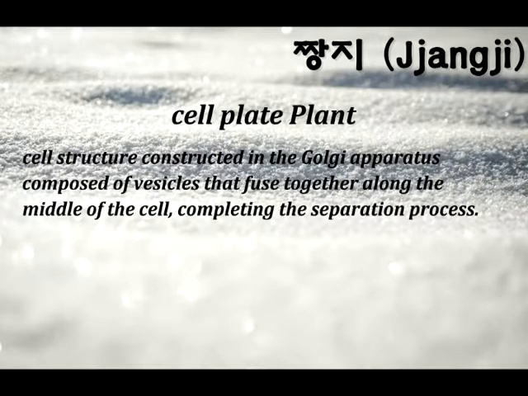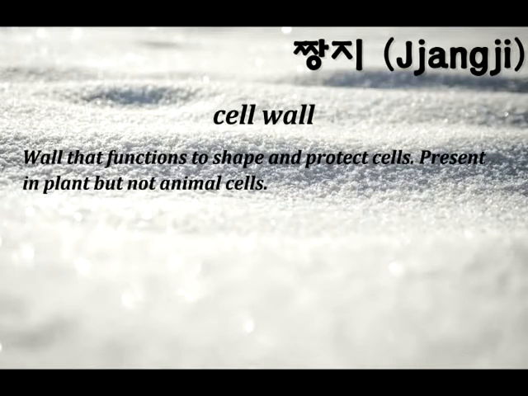Cell plate, plant cell structure constructed in the Golgi apparatus composed of vesicles that fuse together along the middle of the cell, completing the separation process. Cell wall, wall that functions to shape and protect cells. Present in plant but not animal cells.